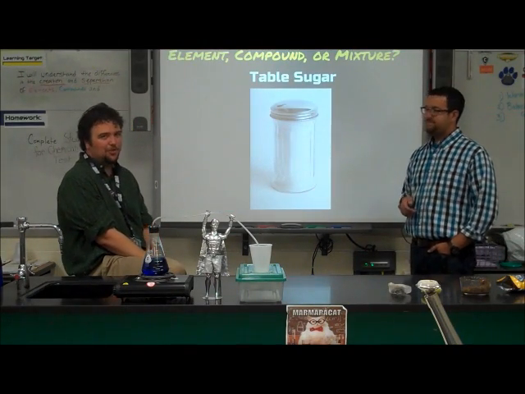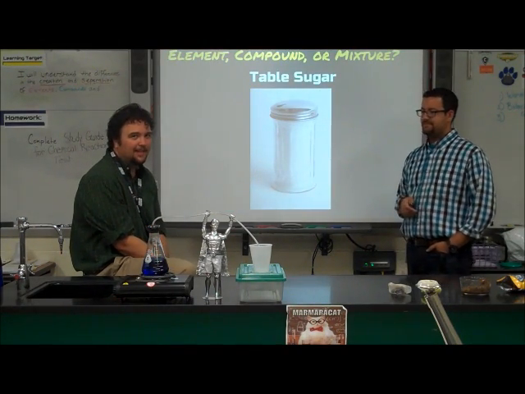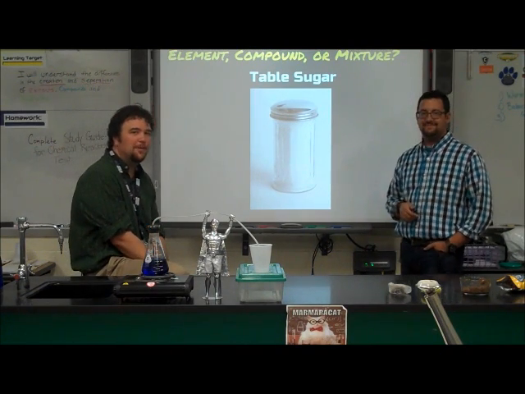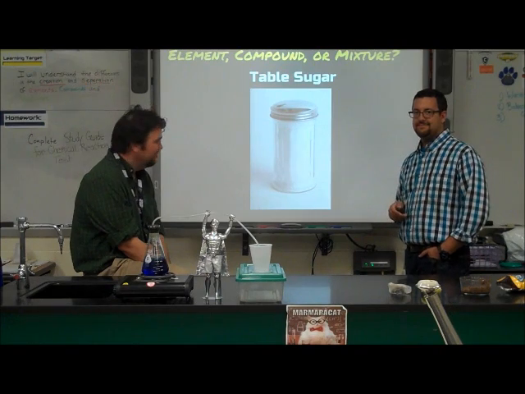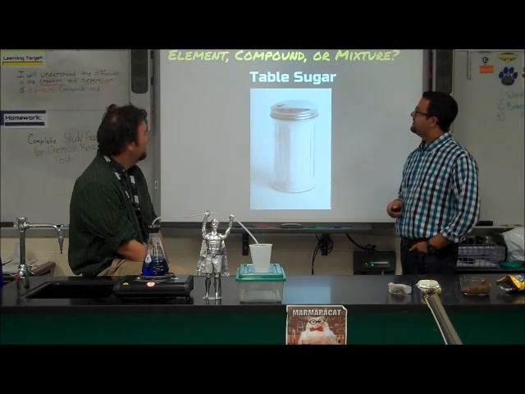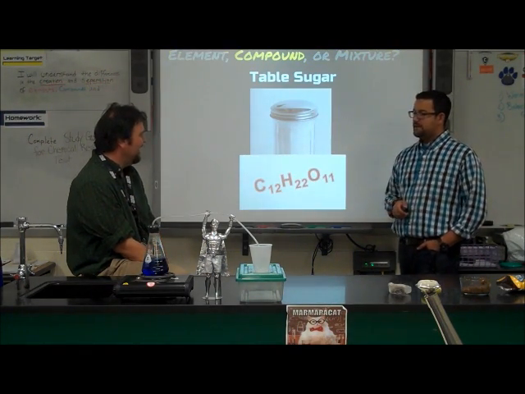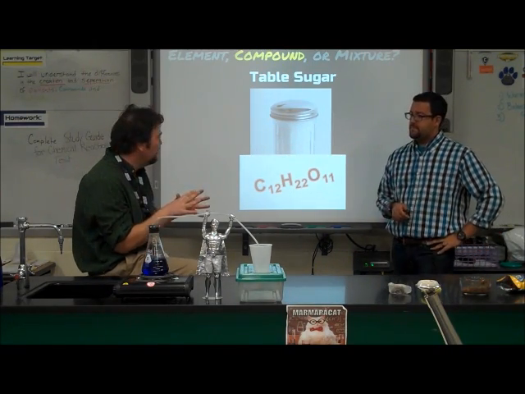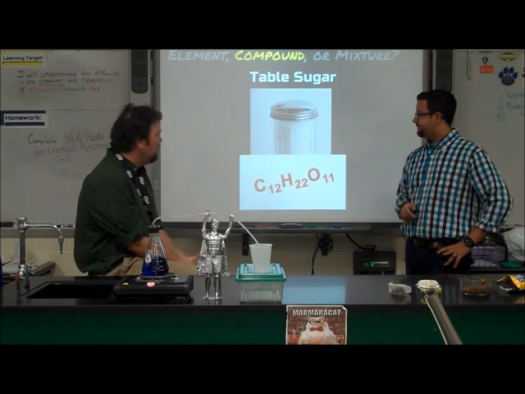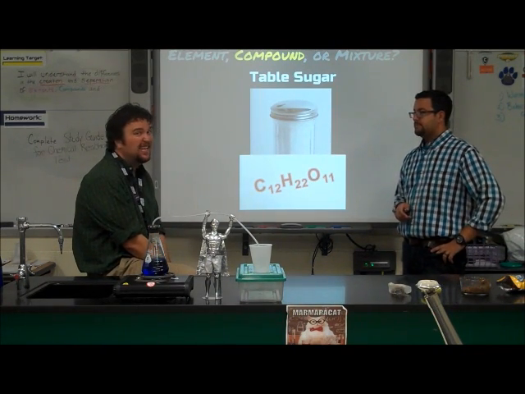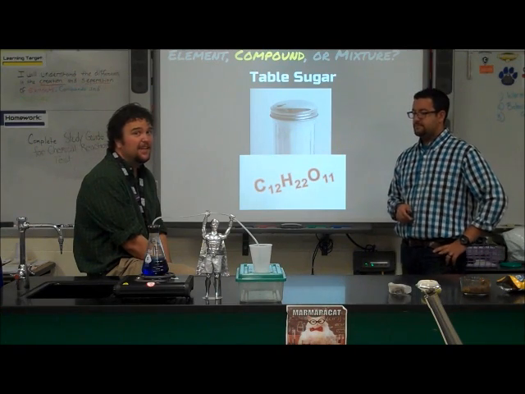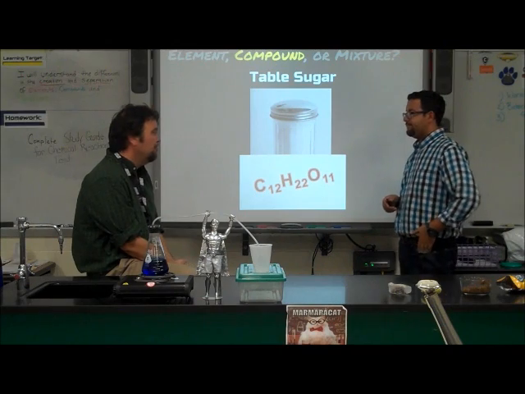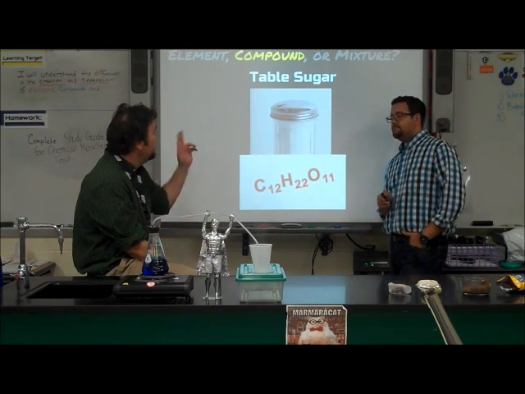Next we have table sugar. We talk about salt a lot. Let's give sugar a little love today. Table sugar. Element, compound, or mixture? What do you think? And the answer is... it is a compound. Yes, and it has a chemical formula. With a lot of compounds, you'll notice they have a chemical formula. In this particular case, C12H22O11. If you're taking a test or an EOG, that might be a clue. You see a chemical formula, you can pretty much bet that it's going to be a compound.